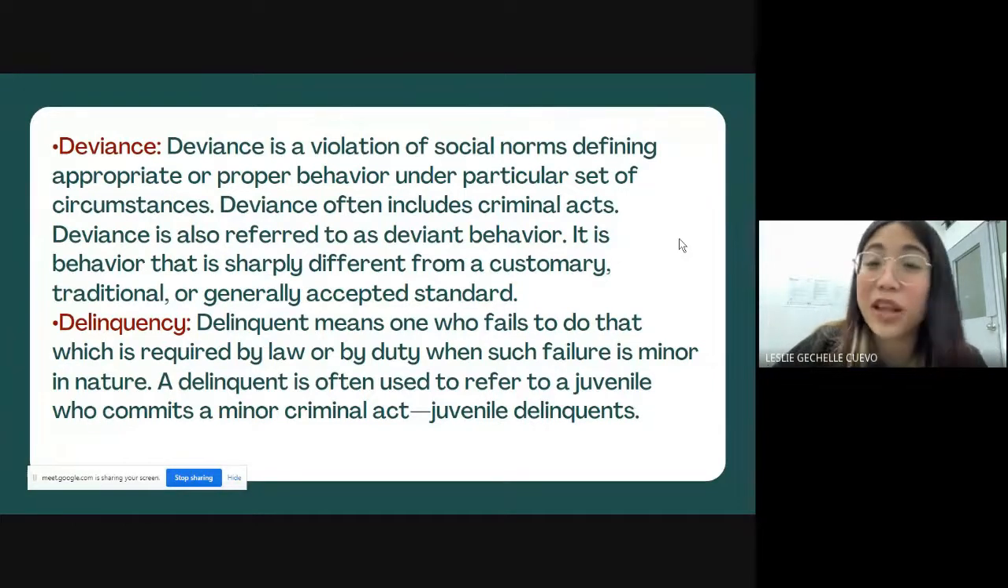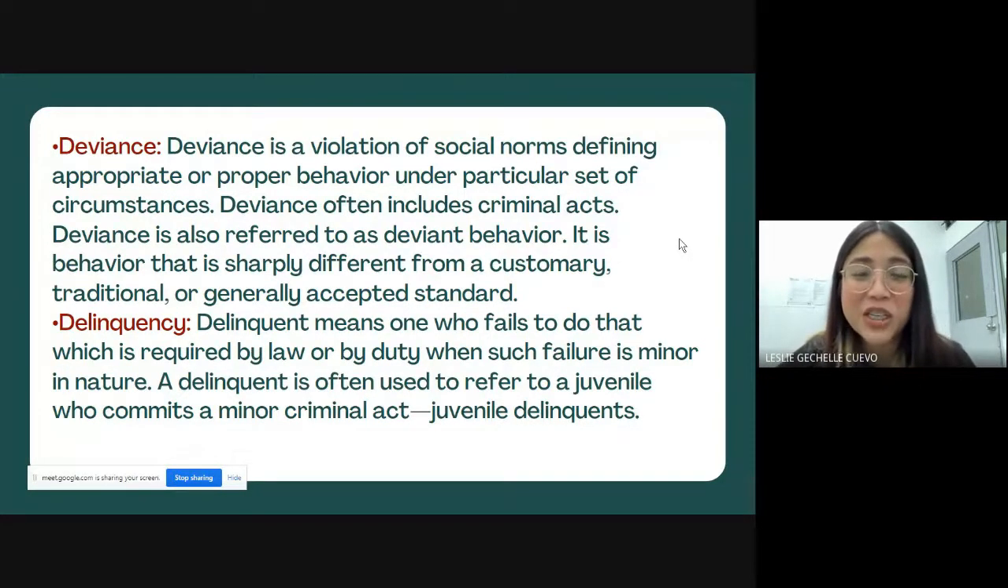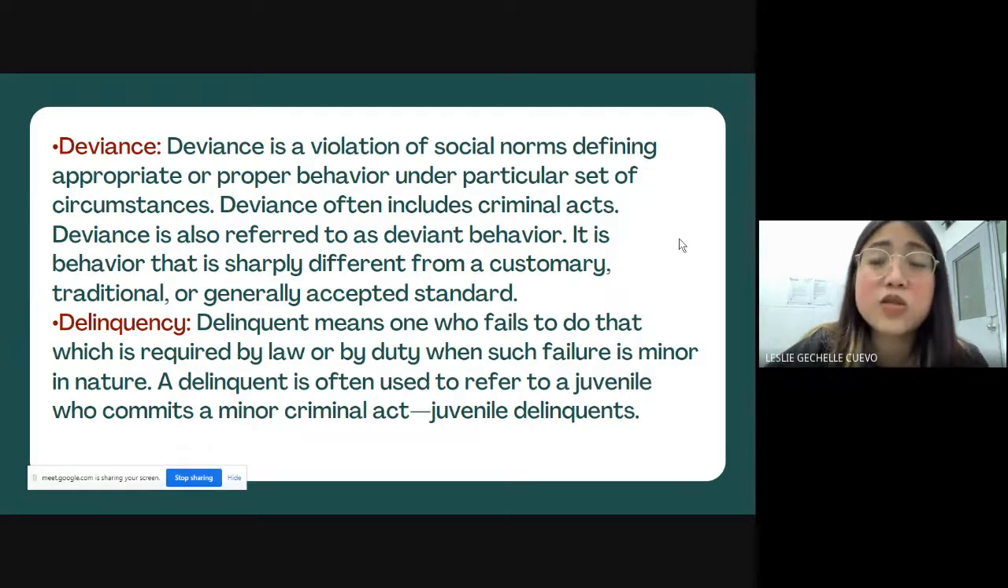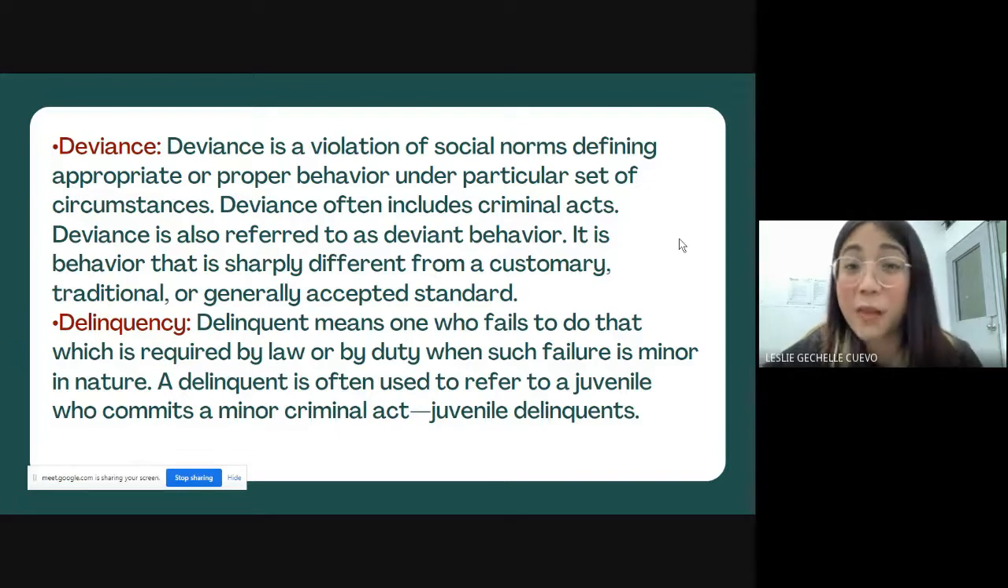Kunyari, ang batang makulit, o yan, deviant. Wala naman siyang ginagawang krimen, pero deviant siya kasi nga, kung ano yung kilos niya, hindi yan yung ine-expect ng society sa kanya. Deviance is also referred to as deviant behavior. It is behavior that is sharply different from a customary, traditional, or generally accepted standard. For example, sa school, hindi ka pwedeng pumunta sa school ng naka-shorts, naka-tsinelas, naka-sando lang. Para nasa bahay, di ba?